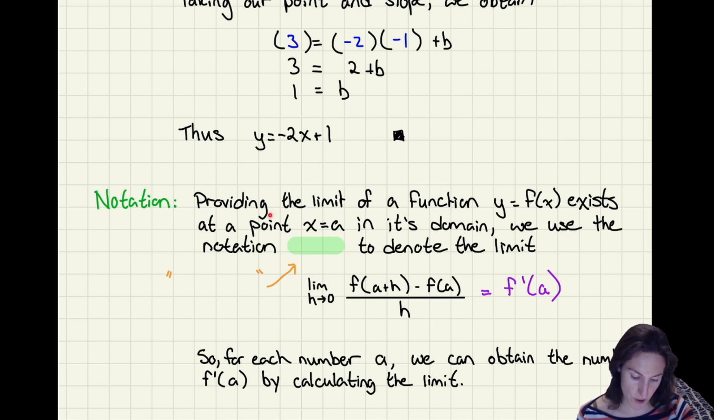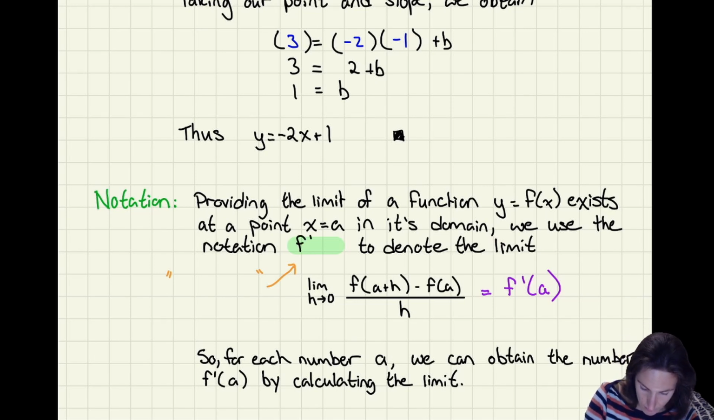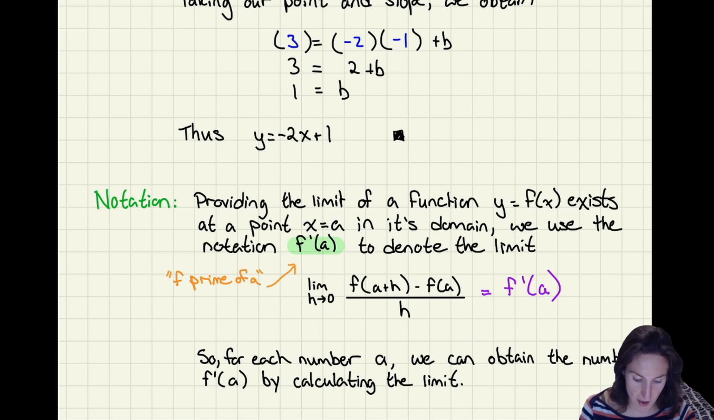Now, in terms of notation, provided that the limit of a function y is equal to f of x exists at a point x is equal to a in its domain, we use the notation. So in English, we say f prime of a. So let me write this in here. So f prime, like Optimus Prime, f prime of a, to denote this limit. So this slope of the tangent line, we call this f prime of a.